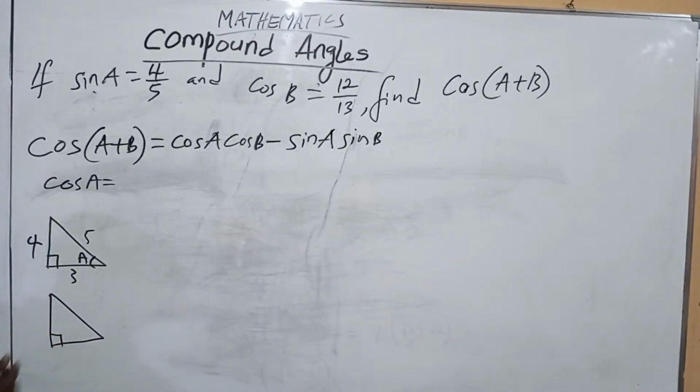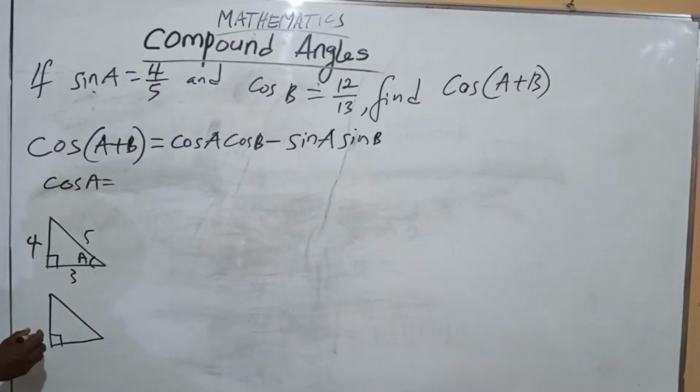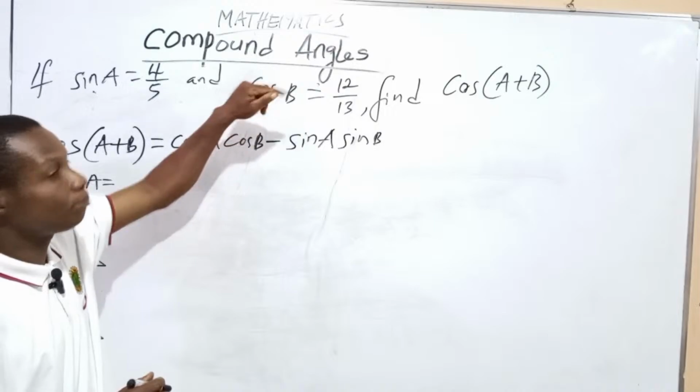Then for the other one, we can also do the same, right? If we have a right angle triangle here, and we have 12 and 13, the other one will be 5. If we have 12 here and 13 here, this is cosine, that's adjacent over what? Hypotenuse.